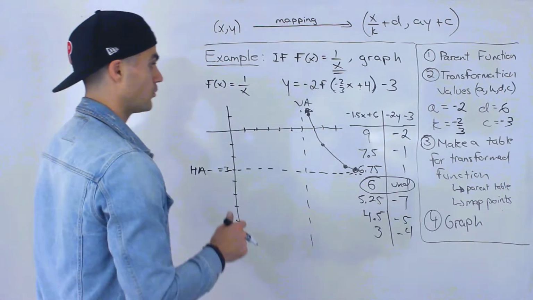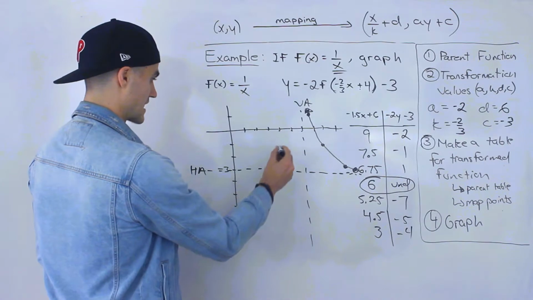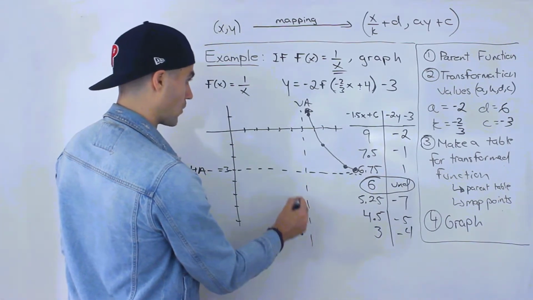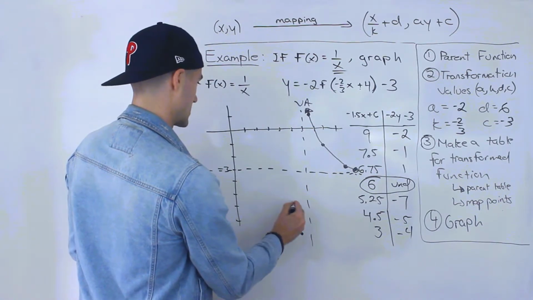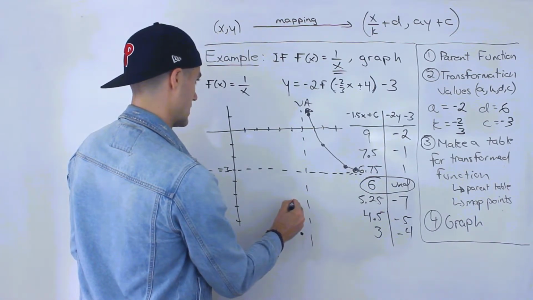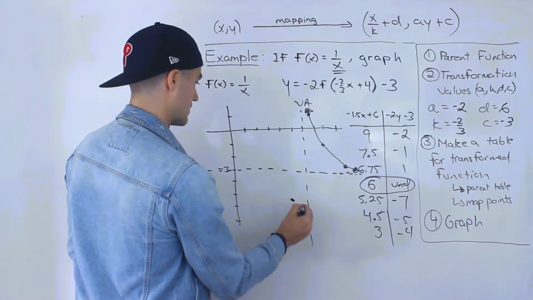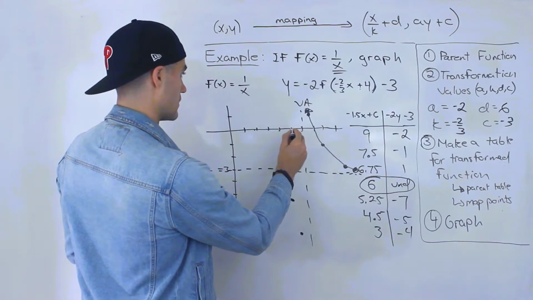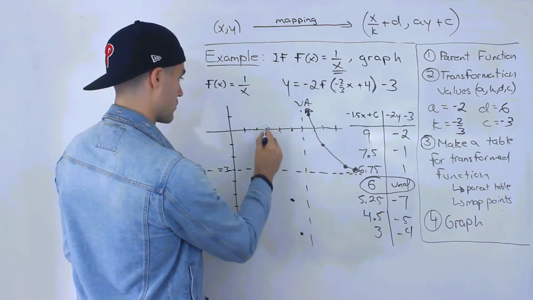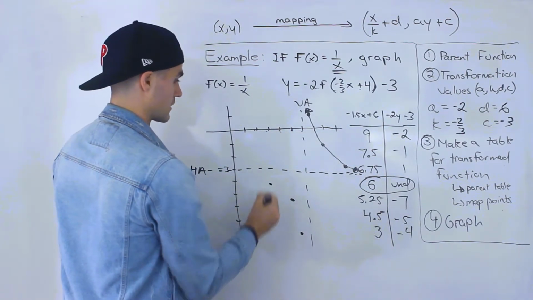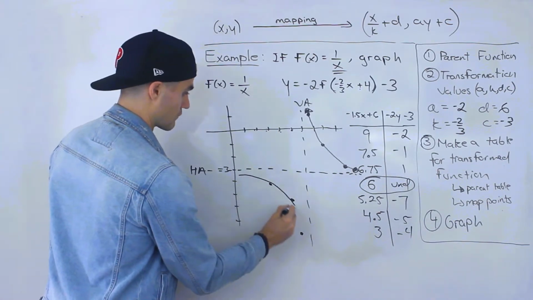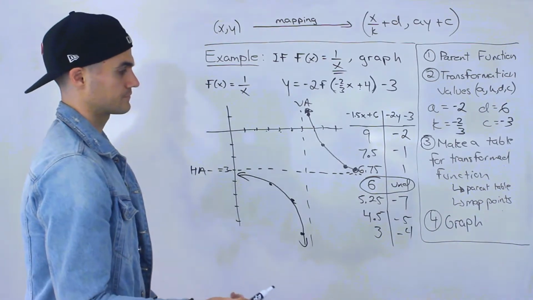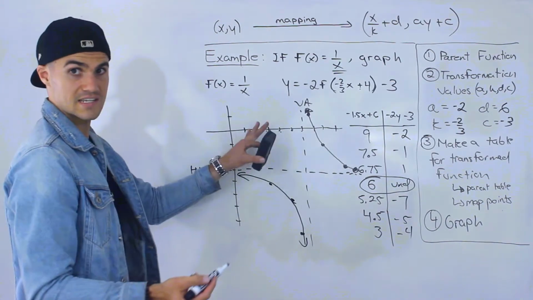And then here we got 5.25, which is here, and -7. And -7 is all the way down here. And then we got 4.5 and -5, which is like, yeah, it's like here. And then 3, sorry, this was 5, 4, 3. 3 and -4 is like over here. So notice this portion of the graph looks like that. Right, so this is how the graph looks.